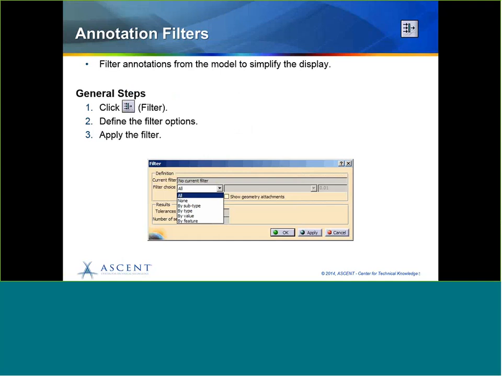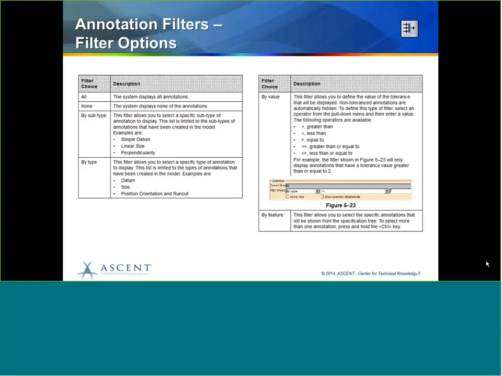Within the filter dialog box, you'll notice the current filter section. That lists for you whatever the current filter is. So as you add a filter, it will get listed there so you know exactly what's being filtered. The other piece to keep in mind is when it says filter, it's not filtering away, it's filtering to show you something specific. So the options that you have are to filter all, which will display all annotations. You can filter none, which won't display any. You can filter by subtype and by type.